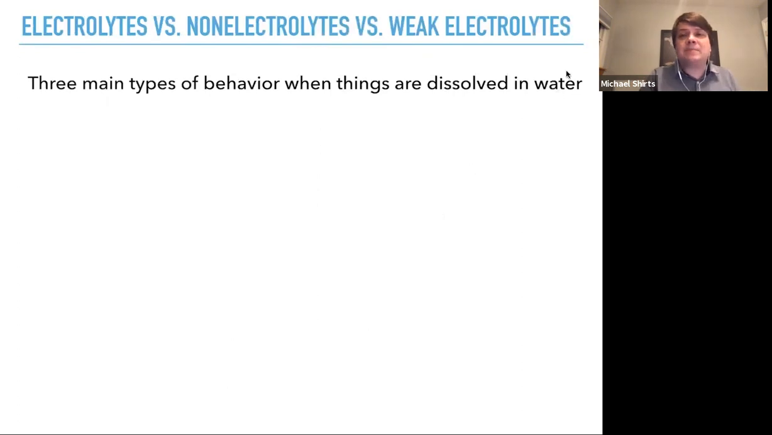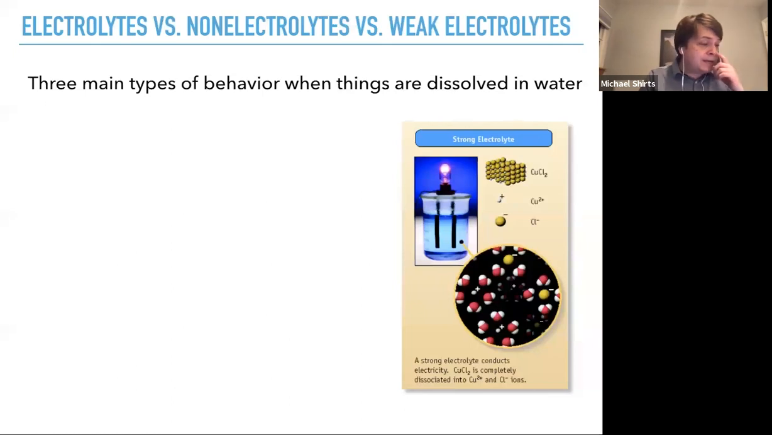There's three main types of behaviors when things are dissolved in water. What could happen is that a compound breaks completely apart. It's an ionic compound, and in water it completely dissolves into the component ions. There is none of the original crystal left, it's all in ions. What you get there is a liquid that conducts electricity, because as the ions move, that carries an electric current. And so that's what's called a strong electrolyte. You can actually run a current through an aqueous solution that has all of the ions dissolved. So that's one common type.